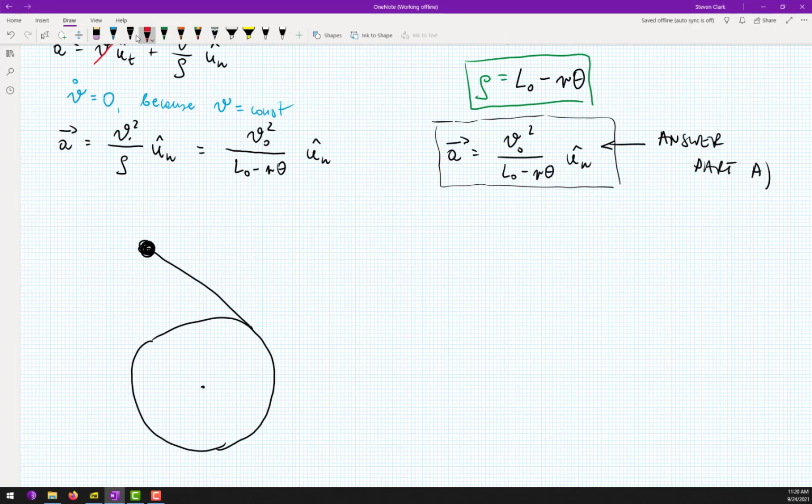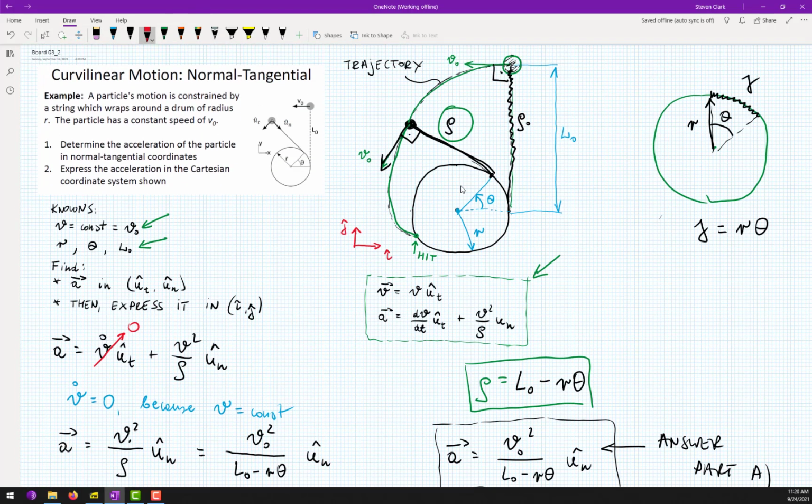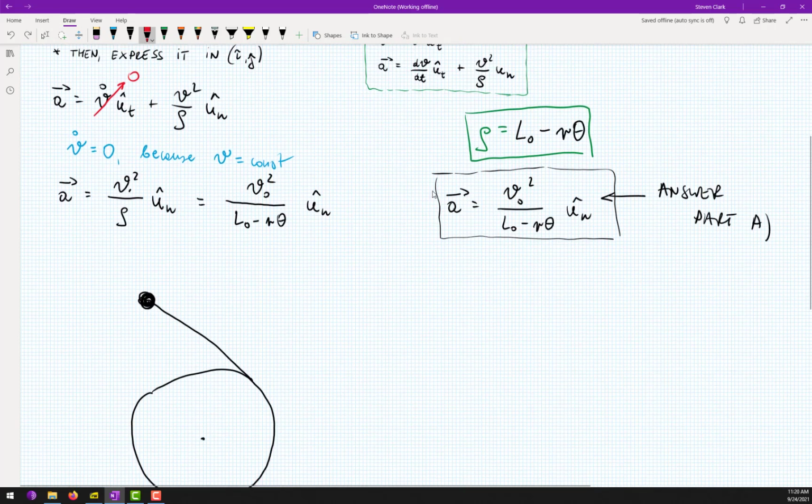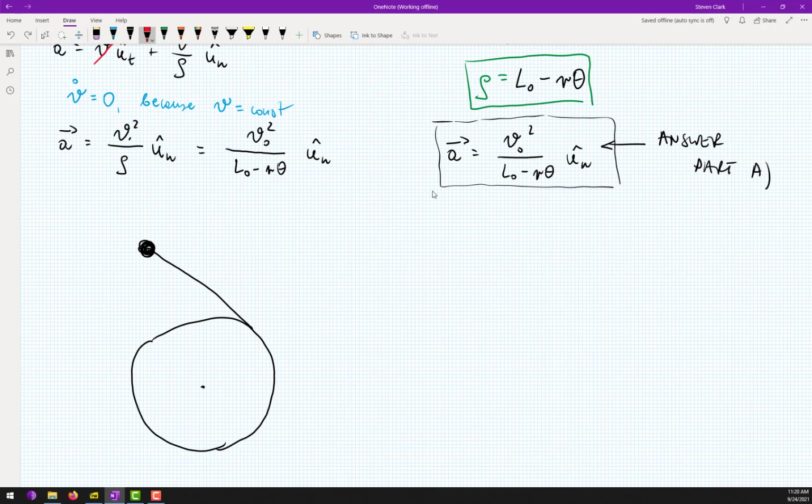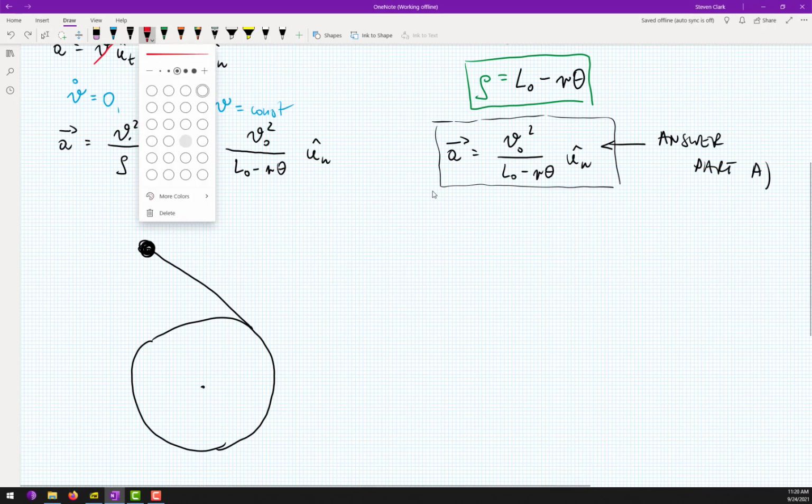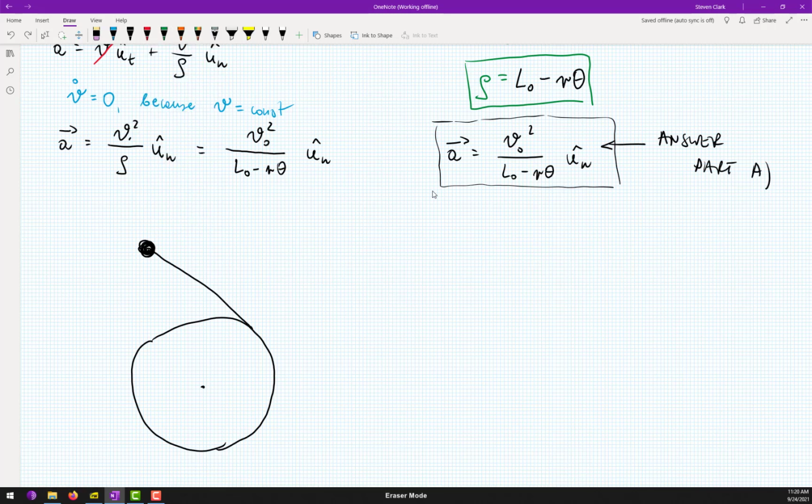For example, right now I just drew this situation here. We have the drum, we have the cylinder, and we have our particle on the rope. So we clearly see that UN has to be aligned with that rope. UN and UT is here.